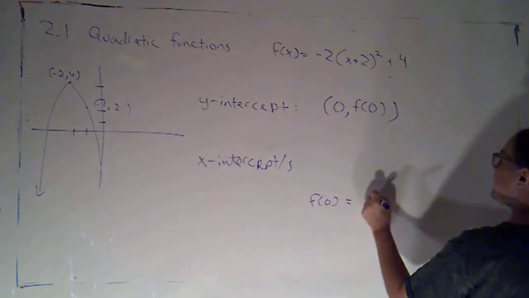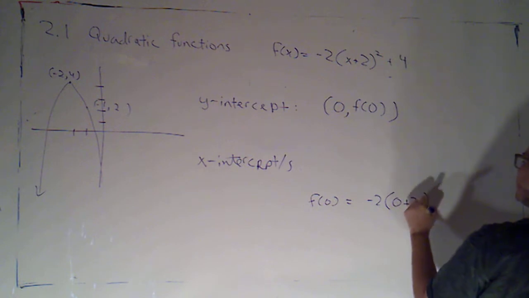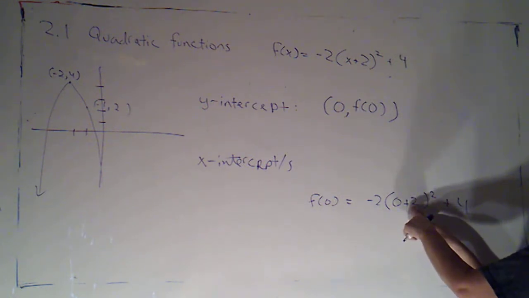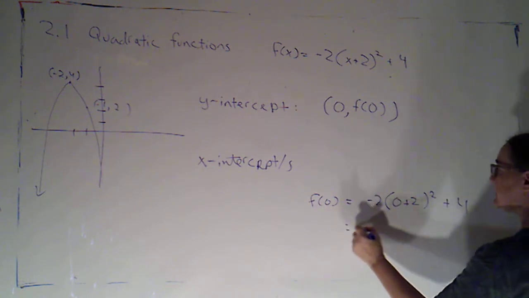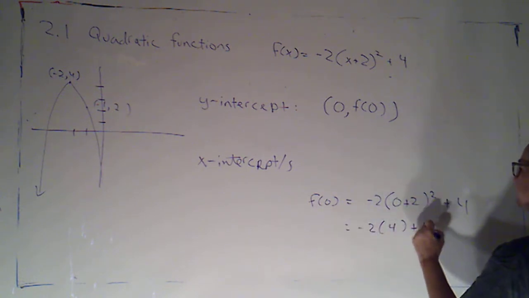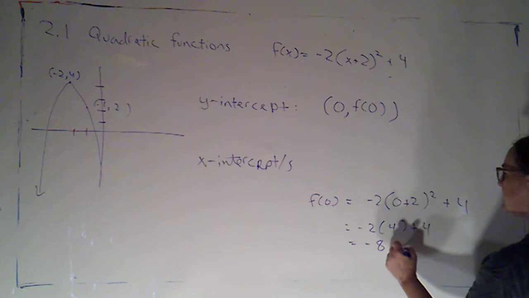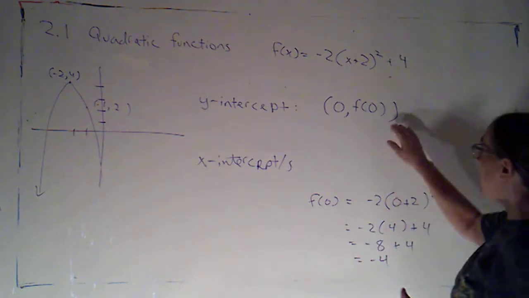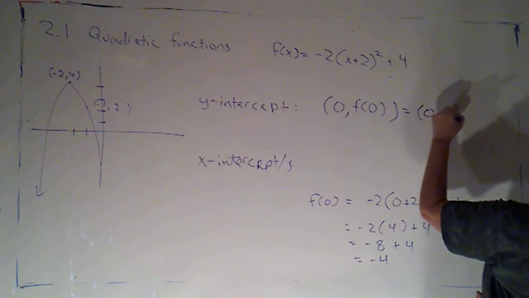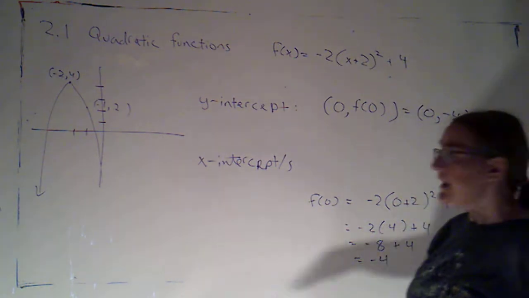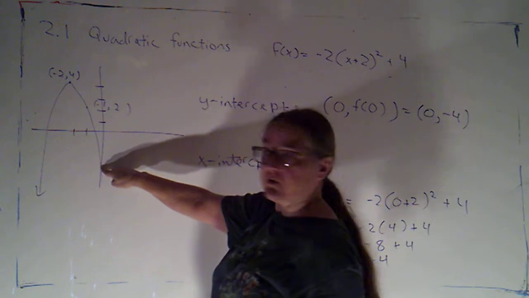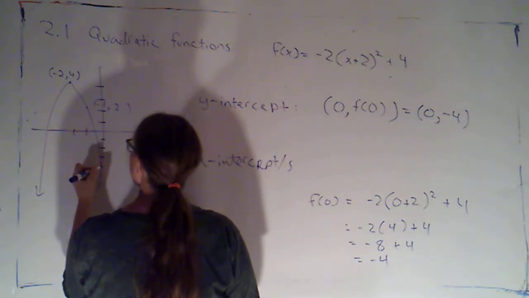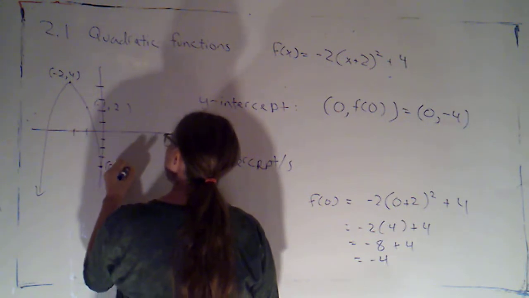f of 0 is -2 times (0 plus 2) squared plus 4. This becomes 2 squared, which is 4, so that's -2 times 4 plus 4. That's -8 plus 4. That's -4. So my y-intercept is at (0, -4). Now I could sort of see from the graph that we were going to cross somewhere down here. Now I actually know a little bit more precisely we're crossing at (0, -4).